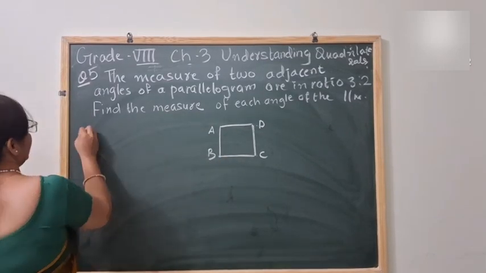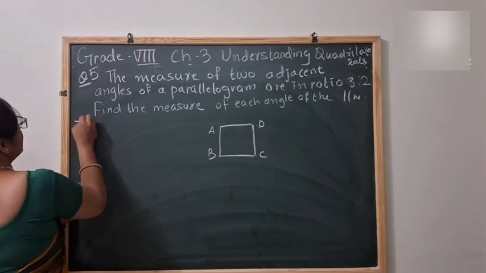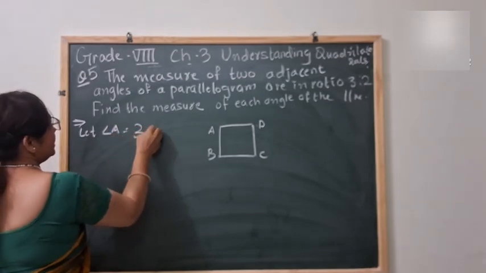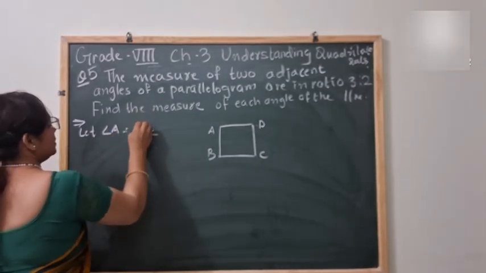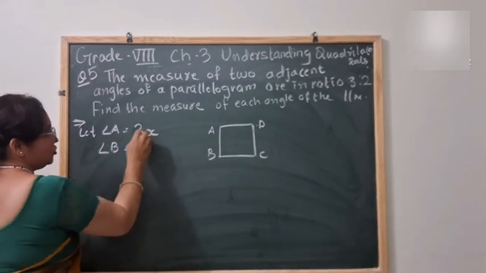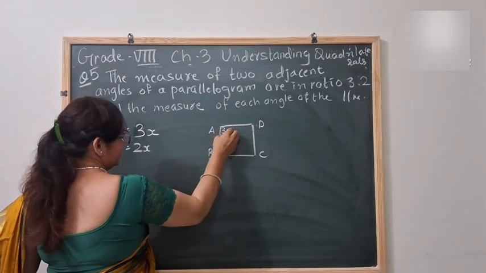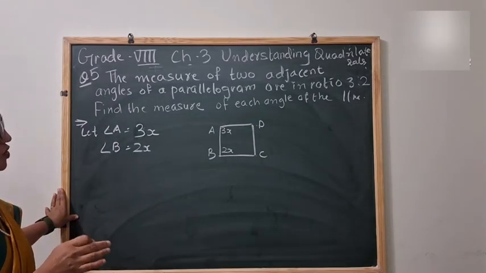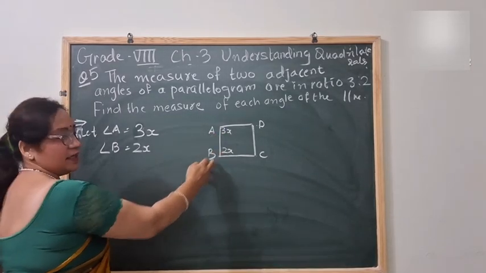So you can suppose that angle A is equal to 3x, and angle B is equal to 2x. So you can name this as 3x and this as 2x. This is what we have supposed. Find the measure of each angle. You have to find the measure of angle A and angle B.